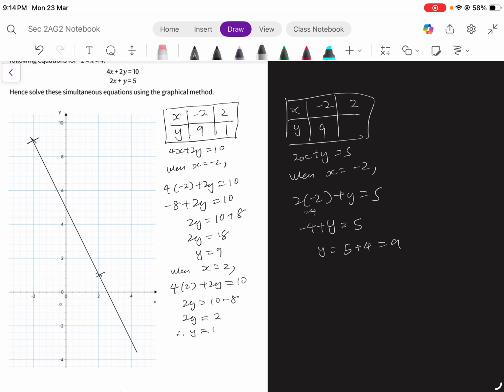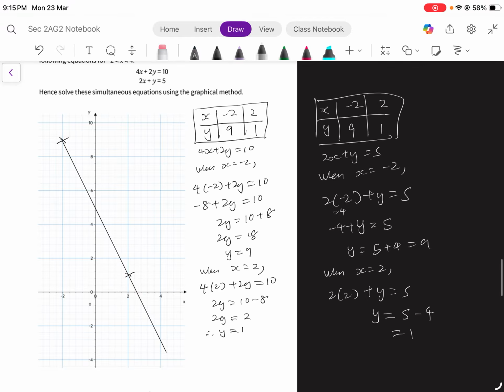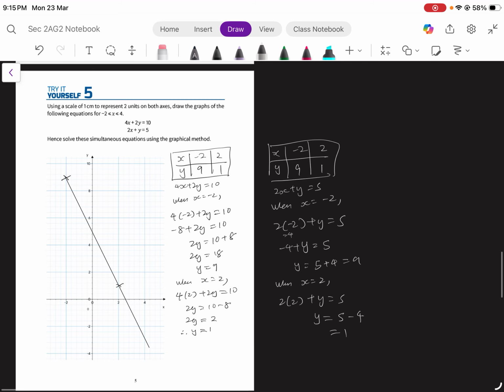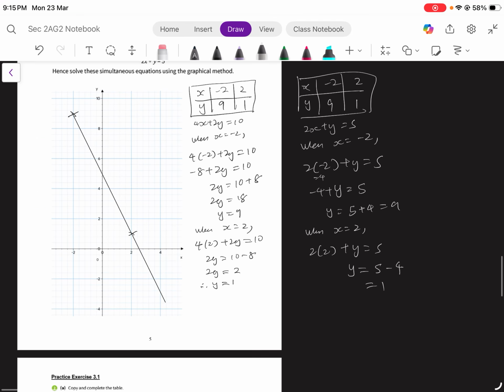And then, oh, same. Okay, so the other one, when x equals 2, 2 bracket 2 plus y equals 5, y equals 5 minus 4, 1. Okay, so minus 2, 9, same point. And then 2, 1. So 2, 1 is here. The same point also, right? So since the lines lie over each other, there are infinite solutions, right? Because these 2 points are the same.